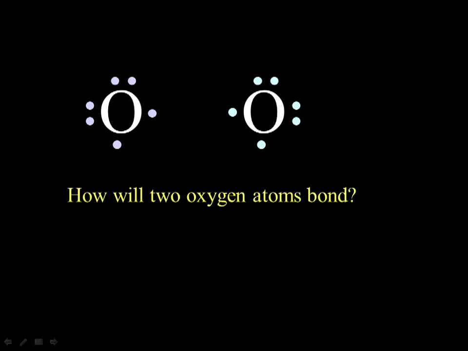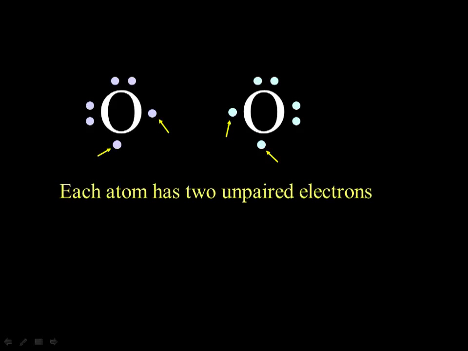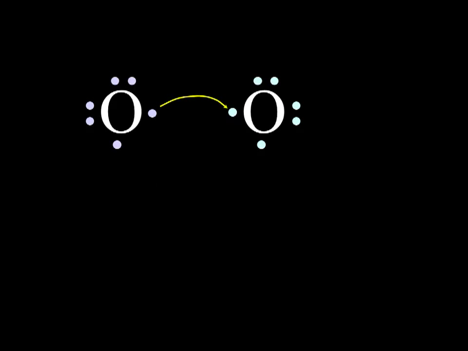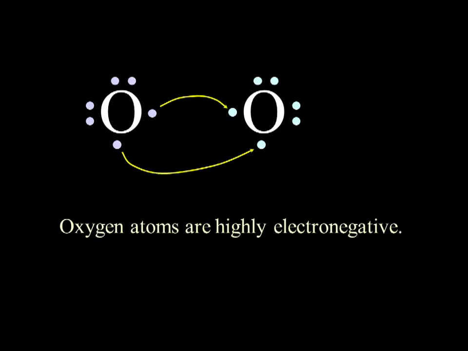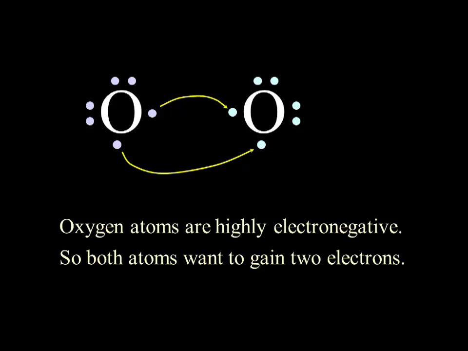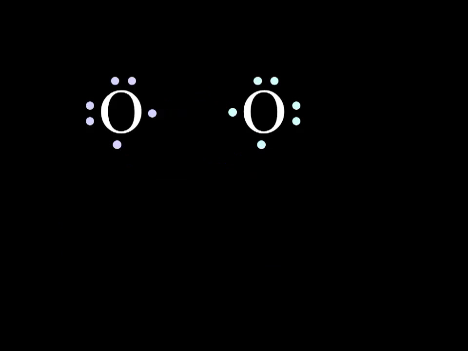How do the 2 oxygen atoms form a molecule? First, we write the Lewis dot structures. You can see that oxygen has 6 valence electrons, and so we show that there's 2 pairs on 2 sides, and then we have 2 single electrons here that need to be paired. So each atom has 2 unpaired electrons, and we're going to see that the oxygen atoms are both highly electronegative. They have equal electronegativity values, so the difference between them is 0. And they both want to gain electrons. Neither one is going to give up an electron, and therefore it's going to result in sharing of electrons.